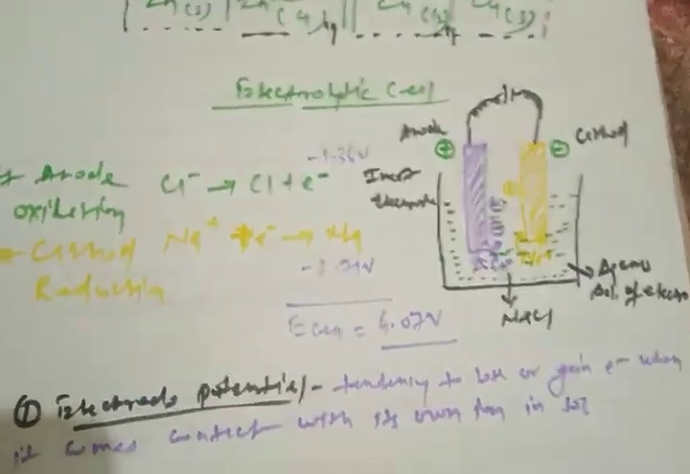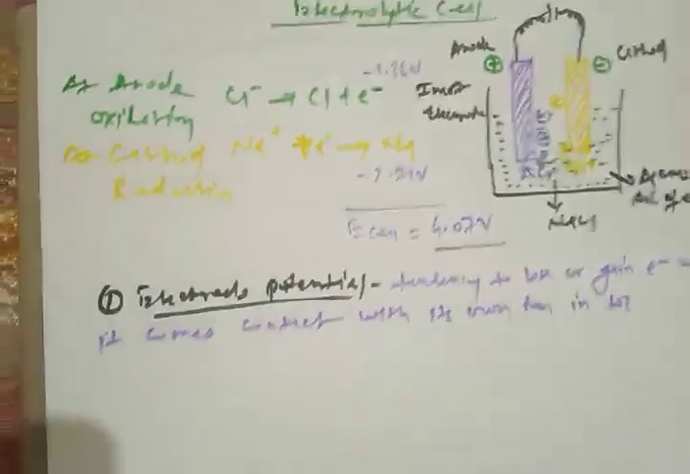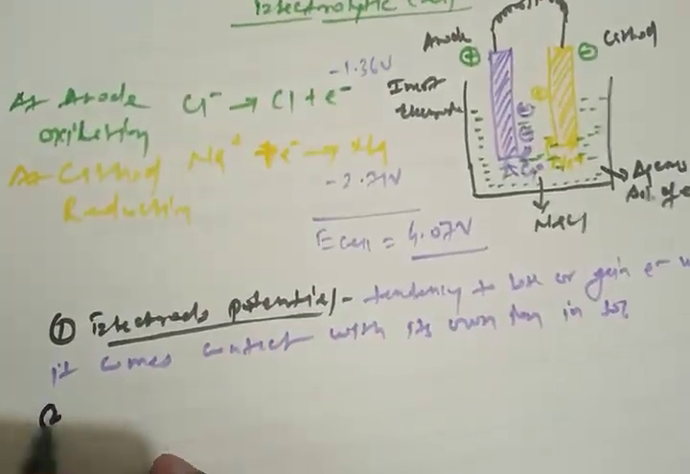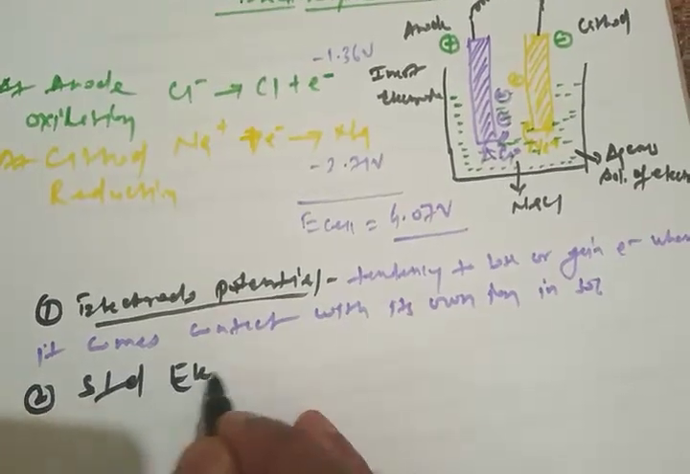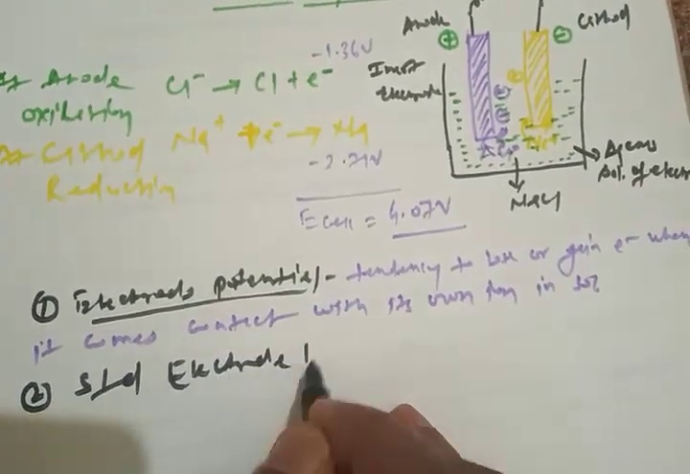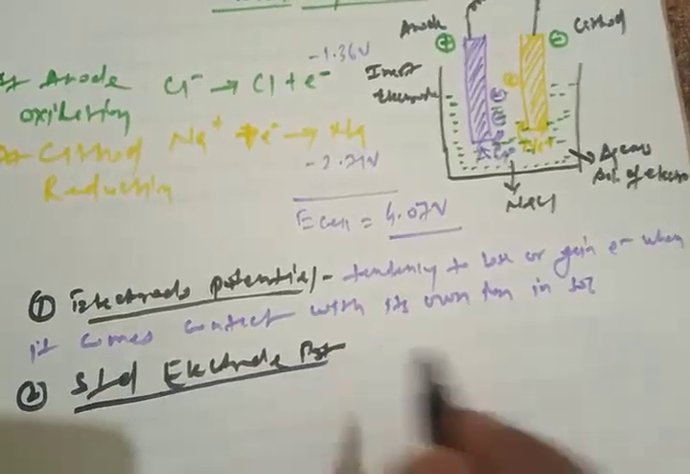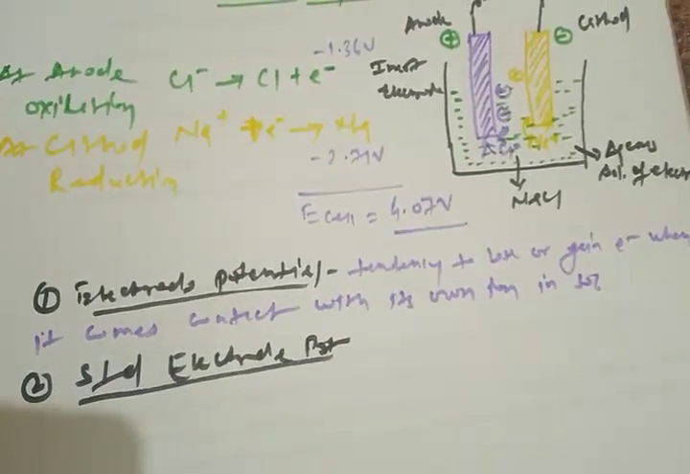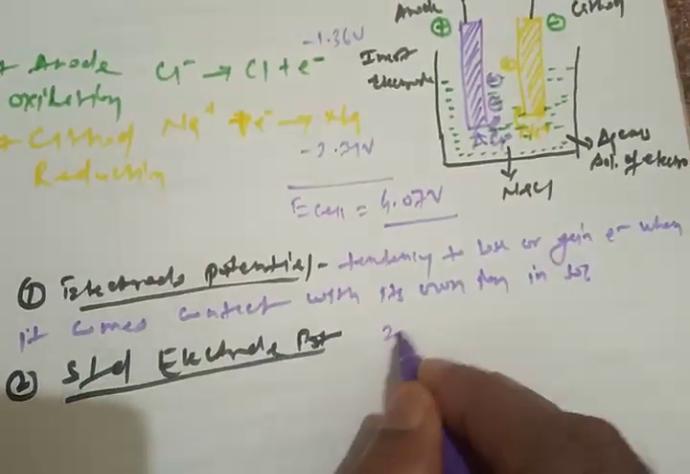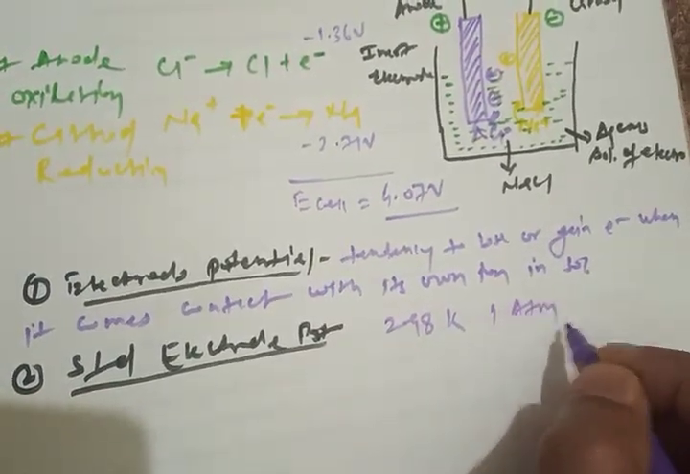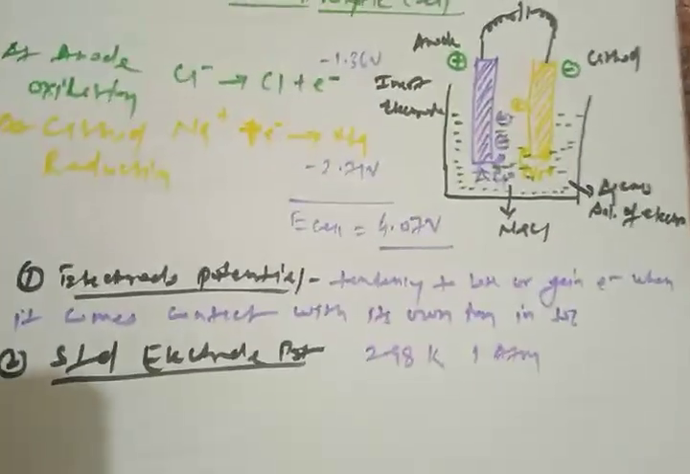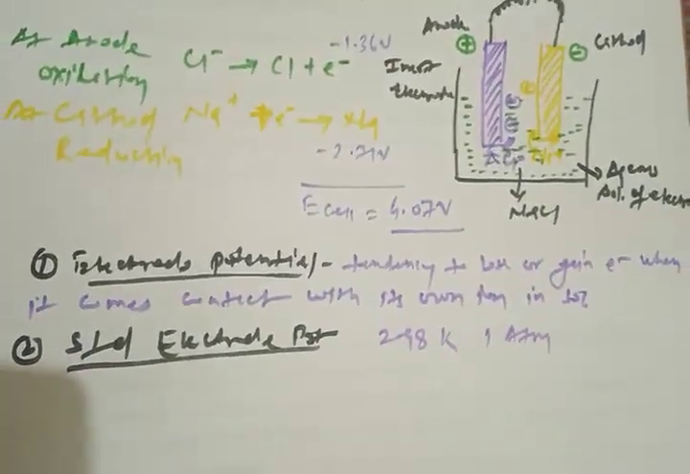Then what is the standard electrode potential? Standard electrode potential is nothing but the electrode potential at standard condition. So what is that? Temperature is 298 Kelvin, pressure is 1 atmospheric pressure. This is the standard condition. At this condition, whatever the electrode potential is, that is called the standard electrode potential.